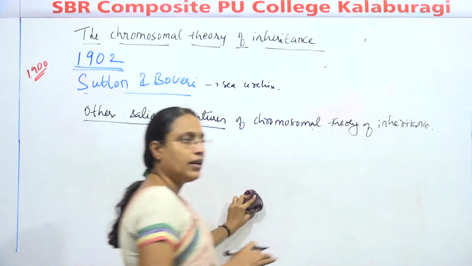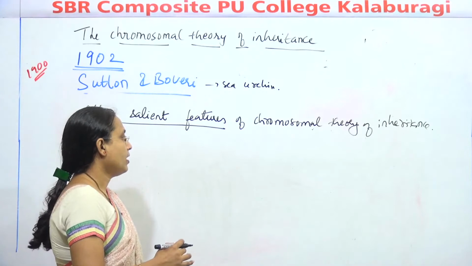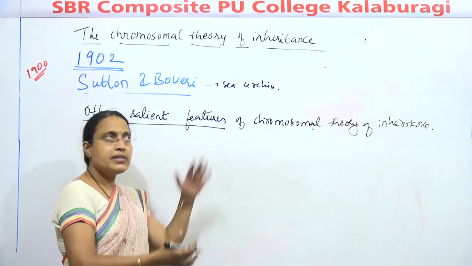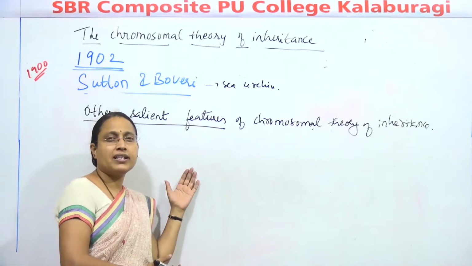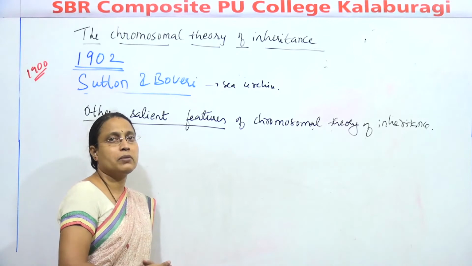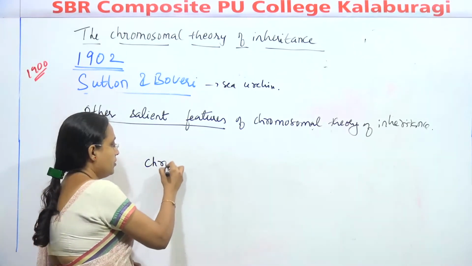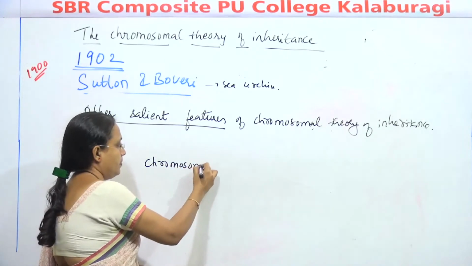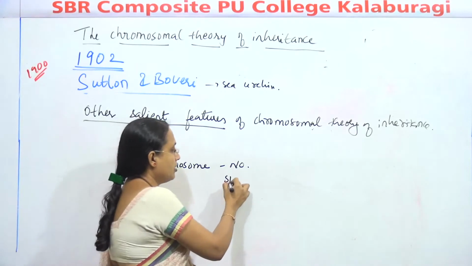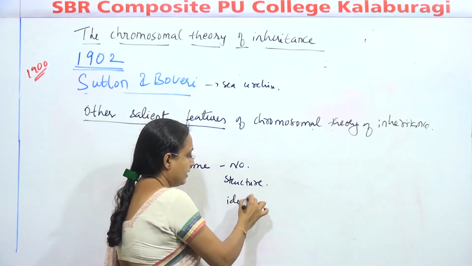The next point: you all know this, and I've already explained some of these points. The parallelisms are nothing but salient features of chromosomes. Those parallelisms I'll finish at the end. Those points which are different from the similarities, I'm going to mention now. Chromosome number, structure, identity.